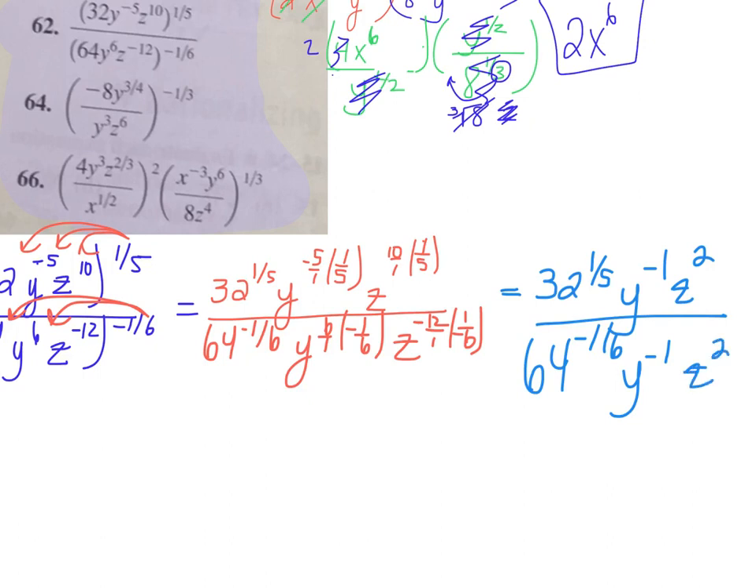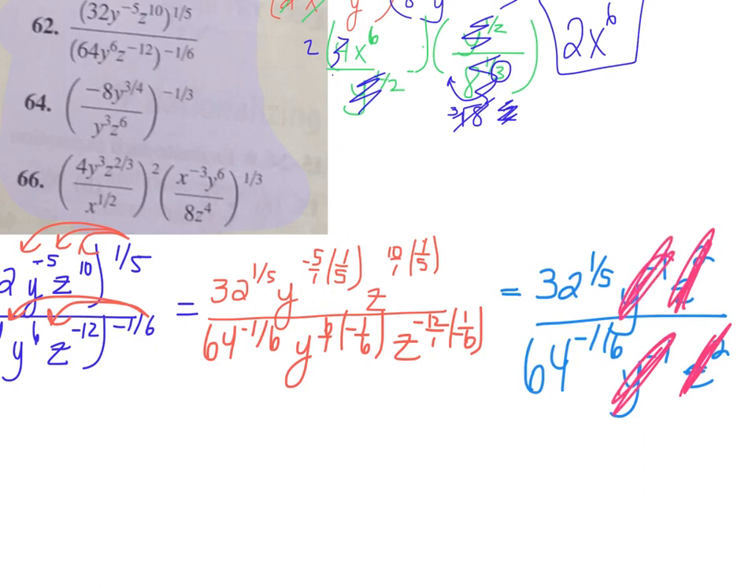Z to the second power. Now, if you wanted to simplify before, you could have done that. It would have been fine. The reason I didn't is because I just wanted to see if anything would cancel out. Do you guys see anything on the top and the bottom that's exactly the same? Z squared, good. The y to the negative 1, good.